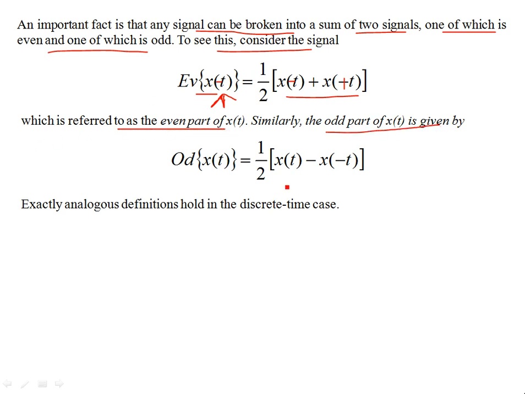Similarly, you can work out the odd part, just like we did for the discrete-time case. If you apply time reversal to the odd part of the signal, this is minus, this becomes plus, then this has to be replaced with minus as well. Or you keep it as it is on the right-hand side, and on the left-hand side you multiply with minus. The effect is the same. So this is in fact the odd signal. These are exactly analogous definitions, and the exact analogy also holds in the discrete-time case as well.